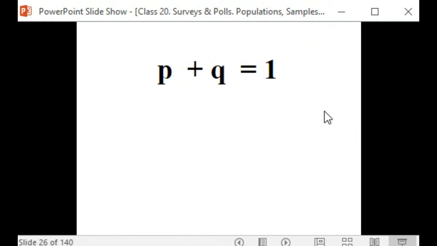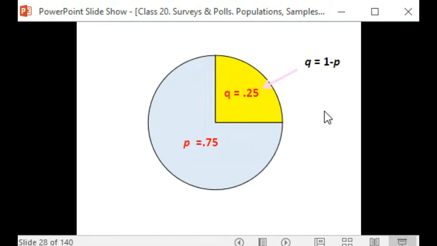Another important fact about p and q is that p plus q always equals 1. And another related fact is that q equals 1 minus p. Now, this second fact is particularly useful because if we know p, we can always find q just by subtracting p from 1. For instance, if we know that p equals 0.75, then we automatically know that q equals 1 minus 0.75, which is 0.25.